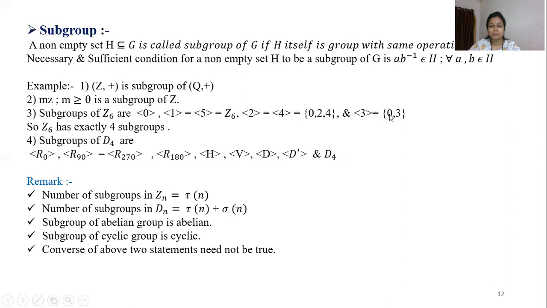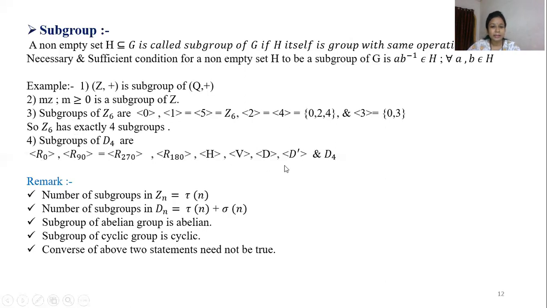3 plus 0 is 3, 3 plus 3 is 6, and 6 is nothing but 0. Therefore, Z6 has exactly 4 subgroups. One is the subgroup of order 1, this is the subgroup of order 6, a subgroup of order 3, and a subgroup of order 2. Now find out the subgroups of D4.